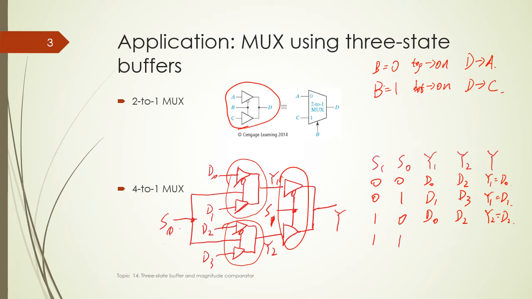Finally, 1, 1. So this is 1. You will find Y1 equal to D1, Y2 equal to D3. And S1 is 1 here. So Y2 will pass through, which equal to D3. So if you check this output column, you will see this is exactly the function of a 4-to-1 mux. And you can think about how to use this to make an 8-to-1 or even 16-to-1 mux. It's very simple.